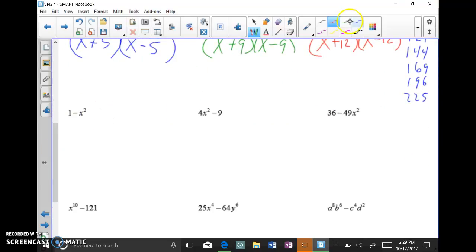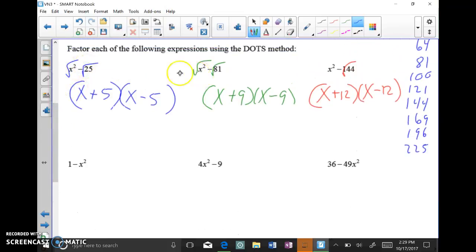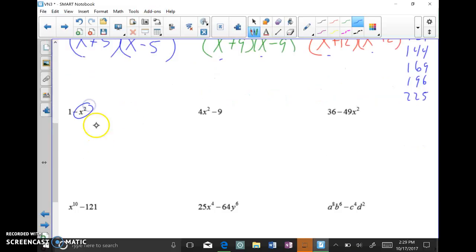This 1 minus x squared is something that trips up a lot of students sometimes. They want to make it x plus 1, x minus 1. But the issue is the order. See how for all of these, x squared was the first term in the expression? And that's why x is the first term in all of the factors. Well, if x squared is the second term, it's got to go in the back. And so you keep the order.